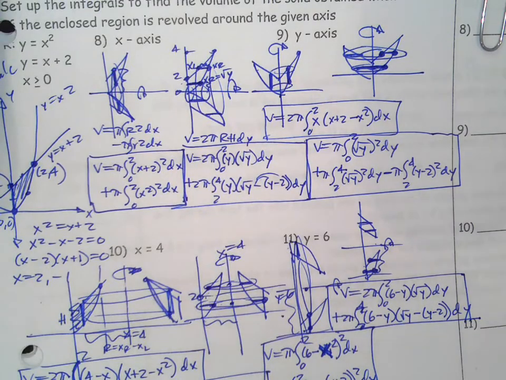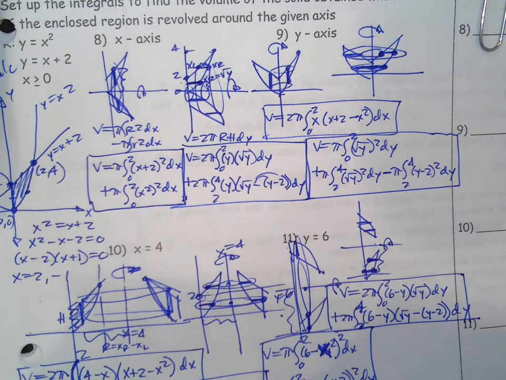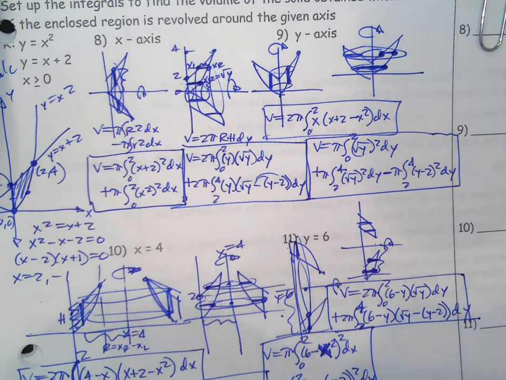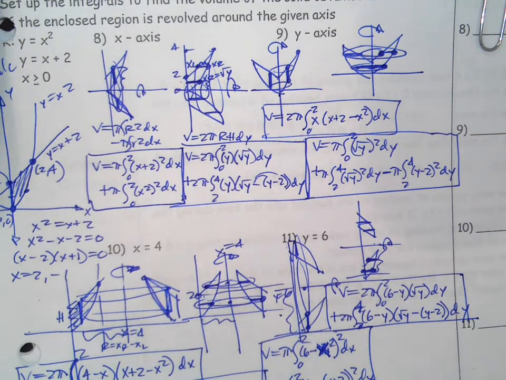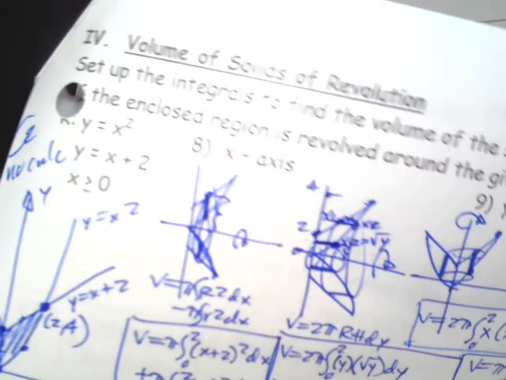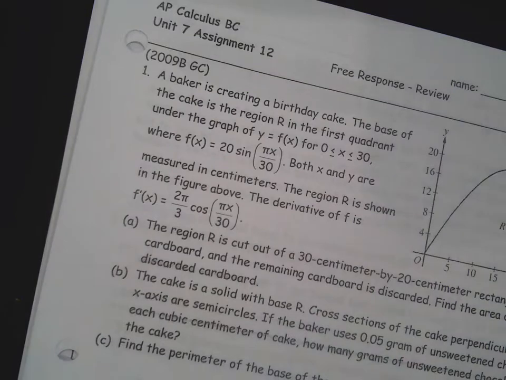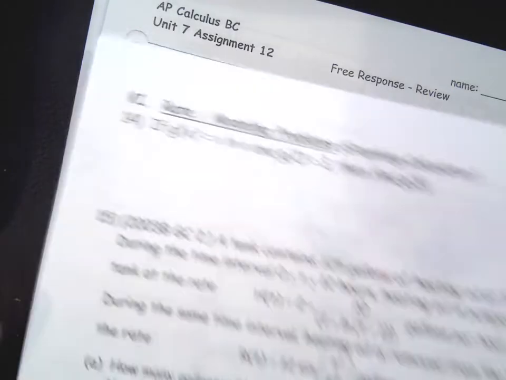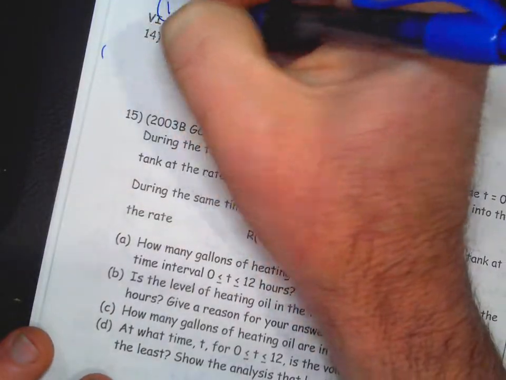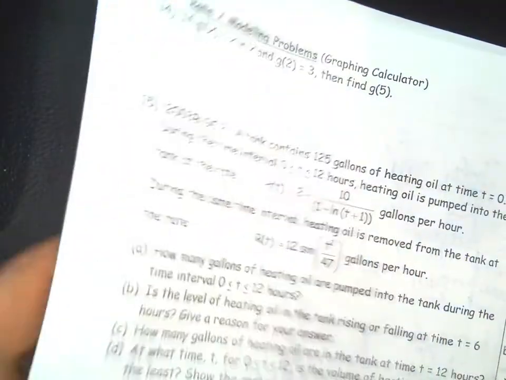All right. So we got some arc length problems on here. We have some rate model problems. Rate models will be on part 1, graphing calculator allowed.